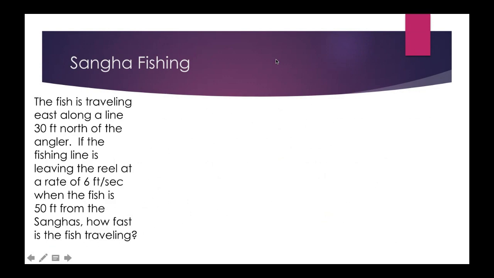So there was much more detail in your actual question. The fish is traveling east along a line 30 feet north of the angler, in this case, the Sangas. If the fishing line is leaving the reel at 6 feet per second when the fish is 50 feet from the Sangas, how fast is the fish traveling? So let's have a look and just see how we do this.